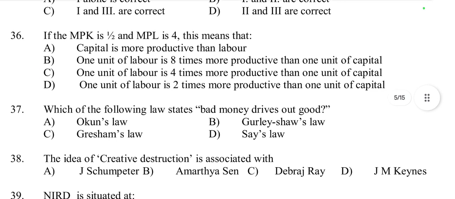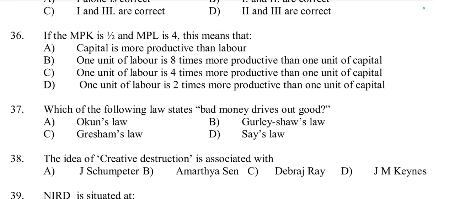Then question number 36, if the MPK is 1/2, MPL is equal to 4, this means that MPK and MPL, marginal productivity of capital and marginal productivity of labor. Marginal productivity of capital is half and labor is 4. This implies capital is more productive than labor, or 1 unit of labor is 8 times more productive than 1 unit of capital, or 1 unit of labor is 4 times, or 2 times more productive than 1 unit of capital.